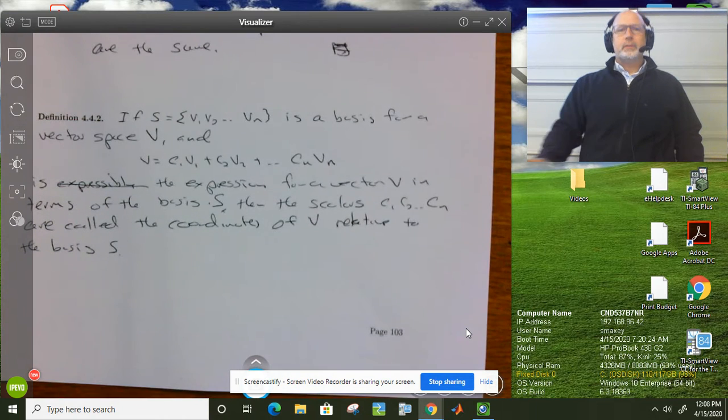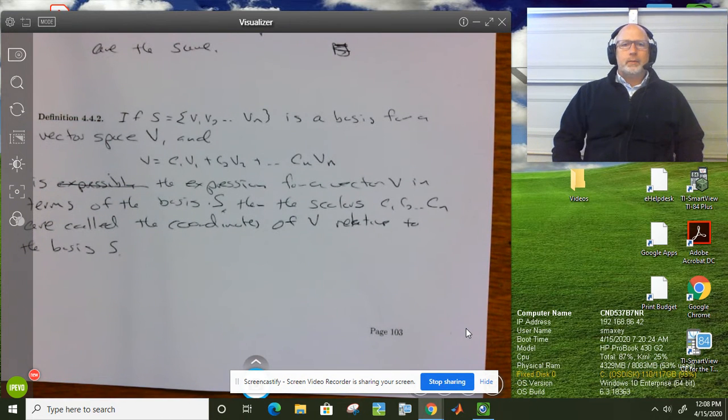Okay, so if S is a set of vectors v1 through vn is a basis for a vector space V, and v is equal to c1 v1 plus all the way up to cn vn, and is the expression for vector v in terms of the basis S, then the scalars c1 through cn are called the coordinates of v relative to the basis S.